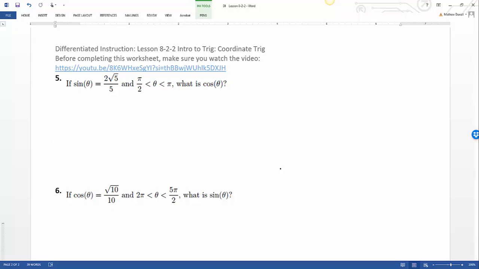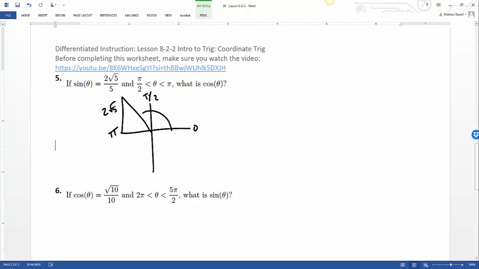Theta between pi halves and pi. So remember, this is 0, this is pi halves, this is pi. So if I'm rotating and it's between pi halves and pi, that means it's going to be in quadrant 2. So sine is opposite over hypotenuse. So opposite over hypotenuse.